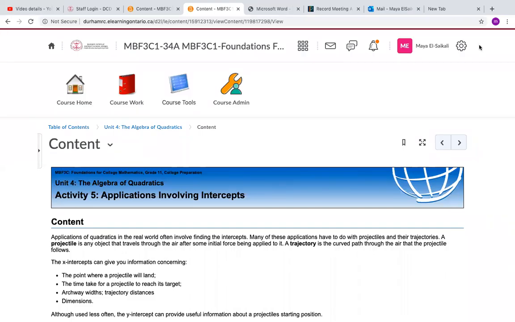What we've learned so far is how to graph quadratics, how to factor quadratics, and how to find the x-intercept, the vertex, the axis of symmetry, and the y-intercept of a quadratic. So today we are going to use everything we've learned to solve questions related to quadratics.